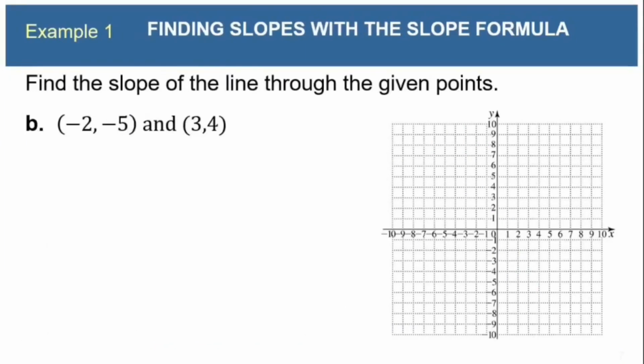Now here's part B, and so we've got -2, -5, and 3, 4. And again, we'll plot these points. So -2, -5 will be here, and 3, 4 will be here.